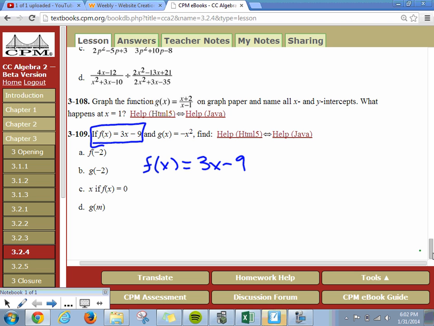We know that f of x is equal to 3x minus 9. So if f of x is equal to 0, what that really means is that our equation is then equal to 0, and we want to solve. So we're going to add 9 to both sides. 9 is equal to 3x, so that we know x is equal to 3.